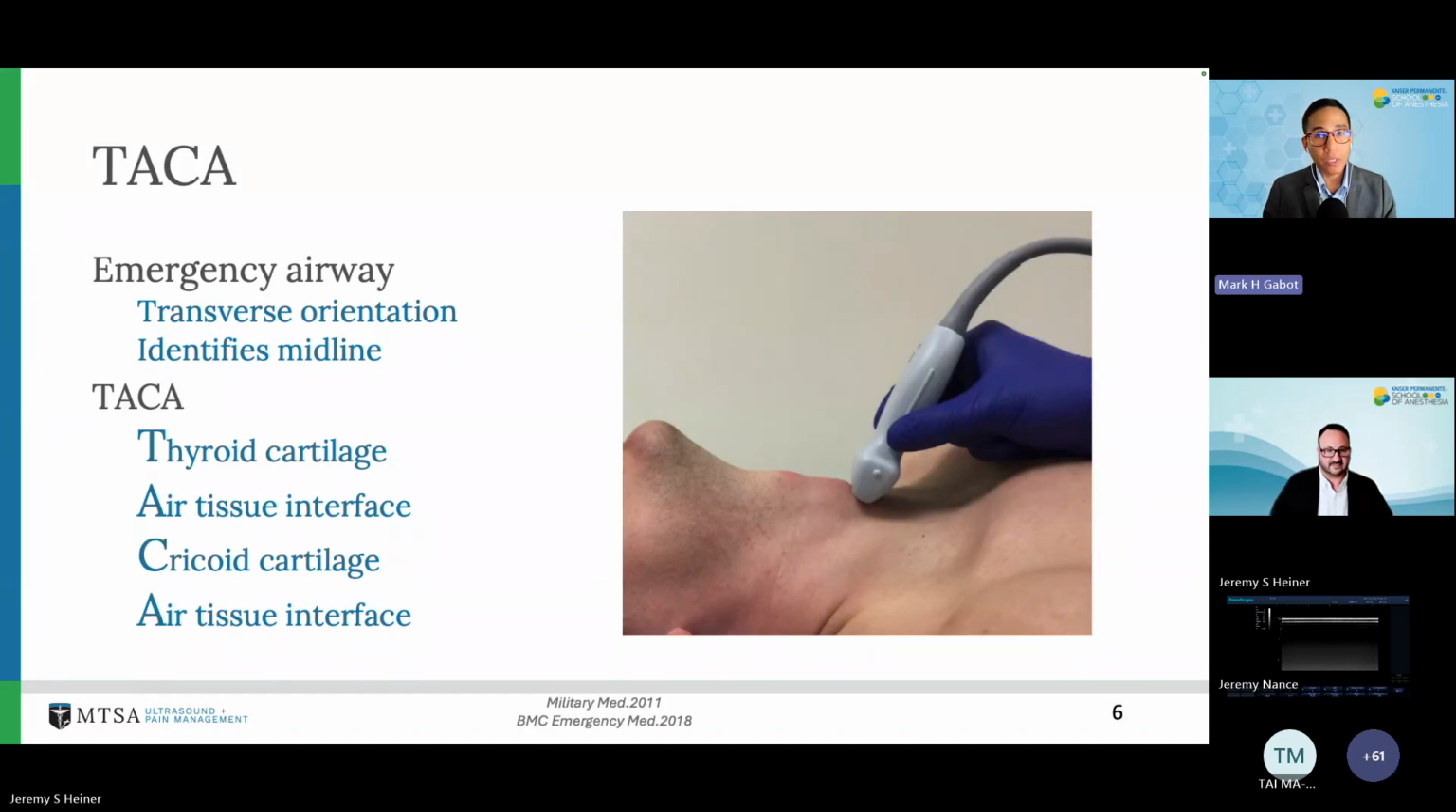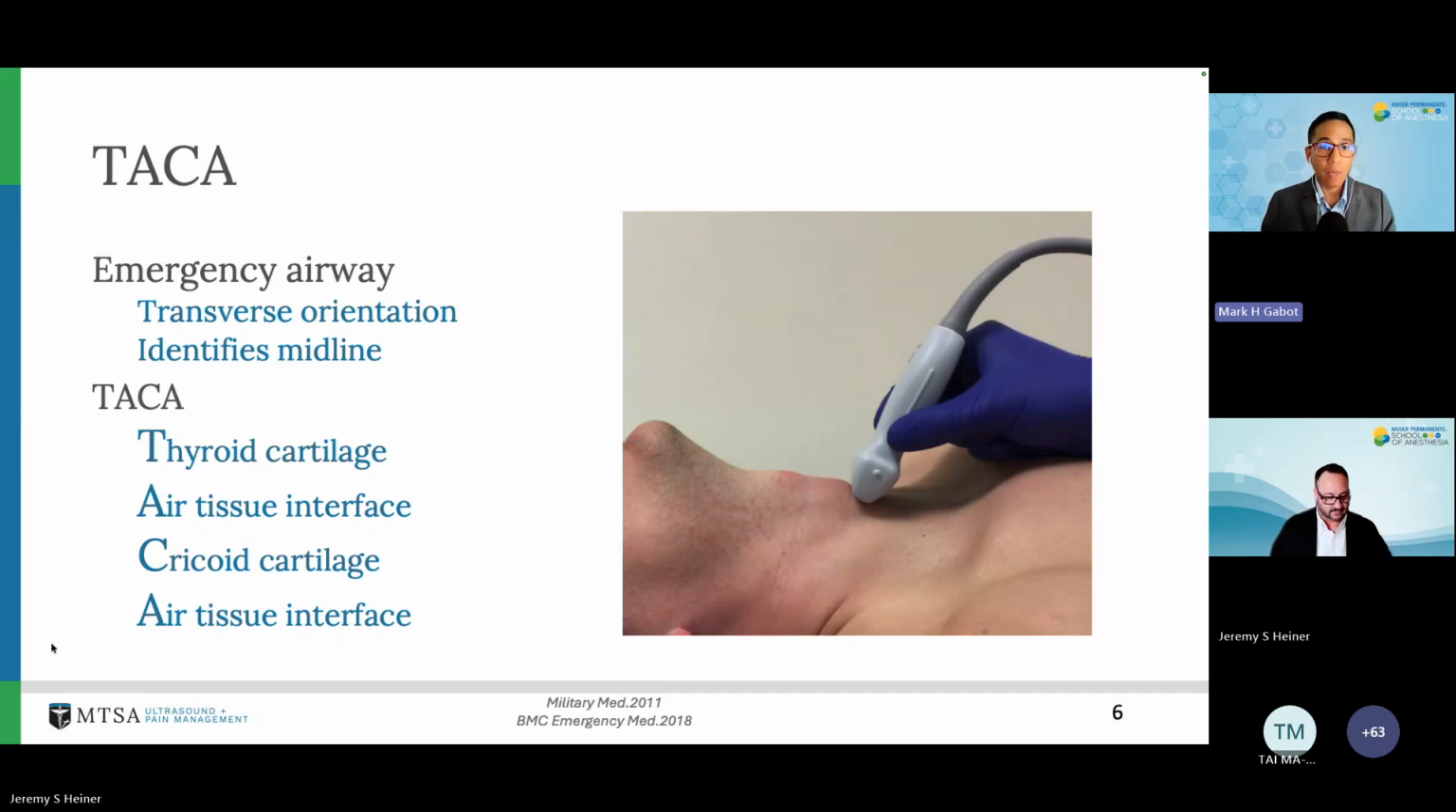So the first ultrasound technique we're going to discuss is the TACA, also known as the TACA technique. Now, TACA is an acronym, and it stands for thyroid cartilage, air interface, cricocartilage, and then back up to the air tissue interface. This procedure is performed with the transducer in the transverse orientation, and it's particularly useful when you're trying to identify the midline of the airway. Again, this is for patients where you can't palpate and you need the ultrasound as your mind's eye to identify where the actual midline of that trachea is.